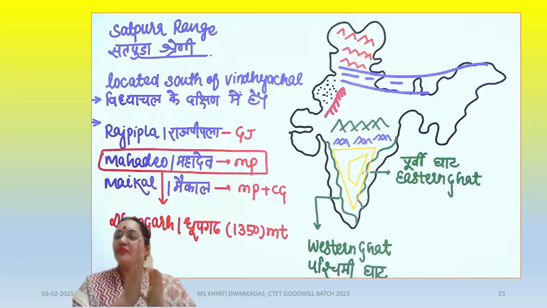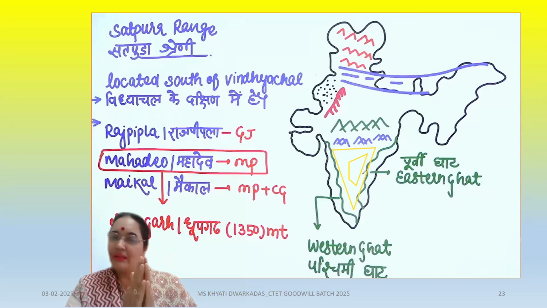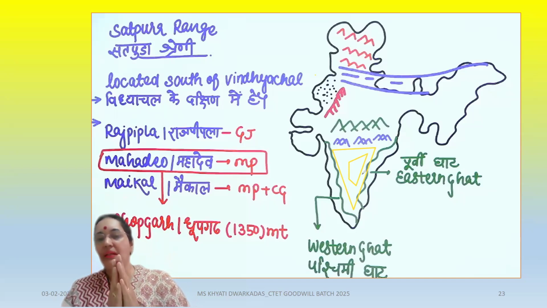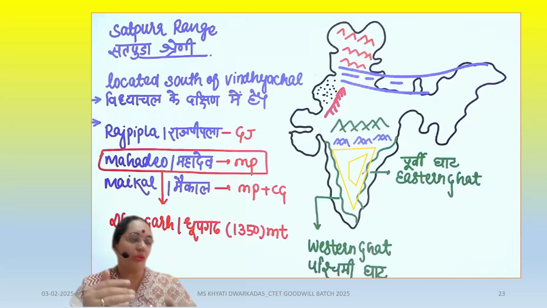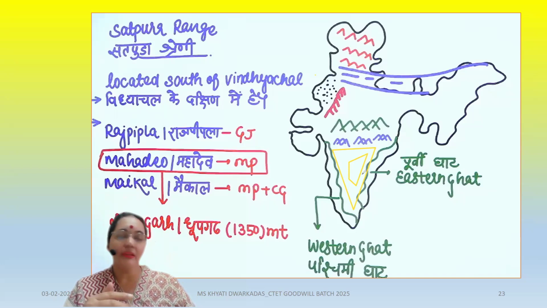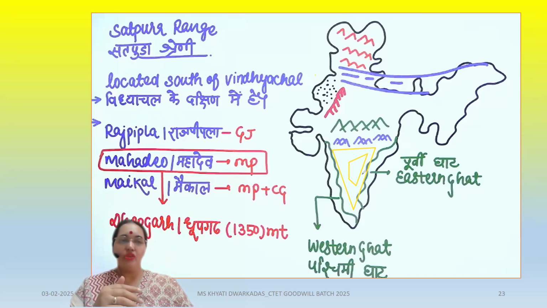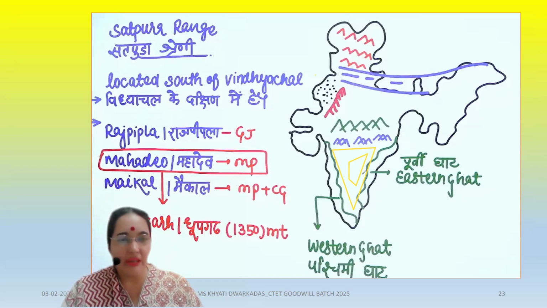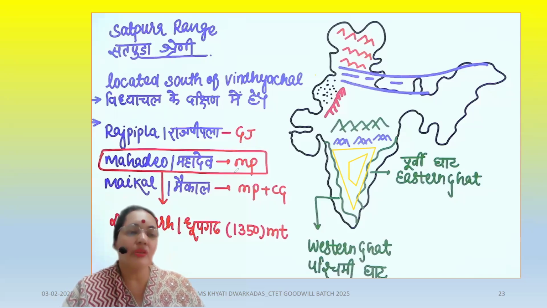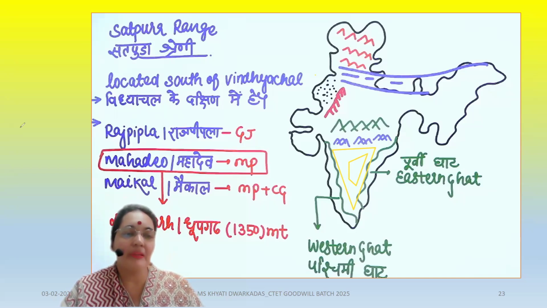To the west of the Deccan Plateau, you will find the Western Ghat. To the east of the Deccan Plateau, you will find the Eastern Ghat. To the north of the Deccan Plateau, you will find the Satpura mountain range. In English, it is spelled as Satpura. In Hindi, they use a different letter to pronounce it.